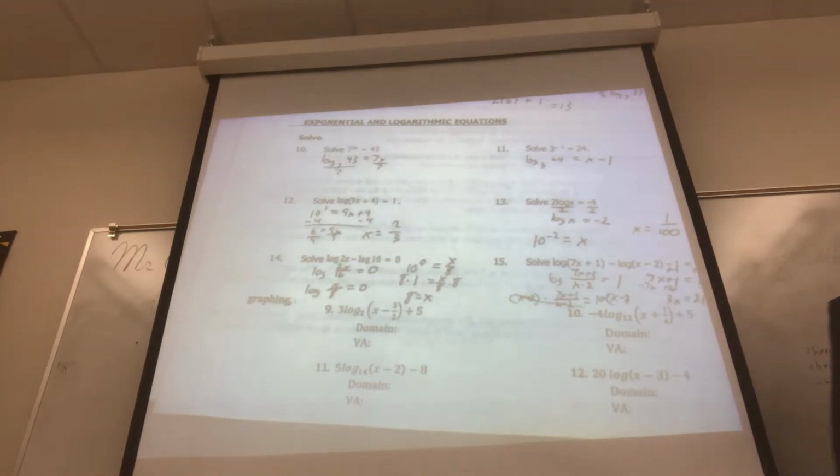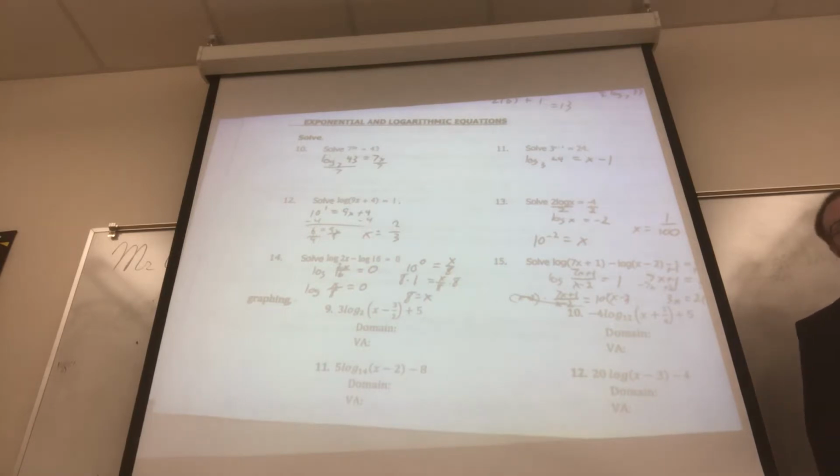On the graphing part, there is a graphing portion on the test. I don't think it's a multiple choice section. Okay? It's just you graph, and you don't have to actually sketch the graph, I don't think, but you have to list what is the domain and what's the vertical asymptote.